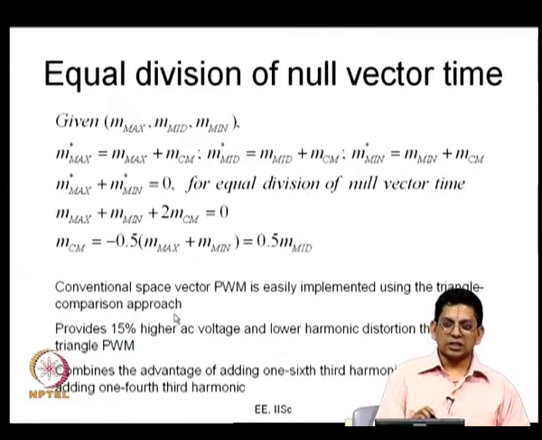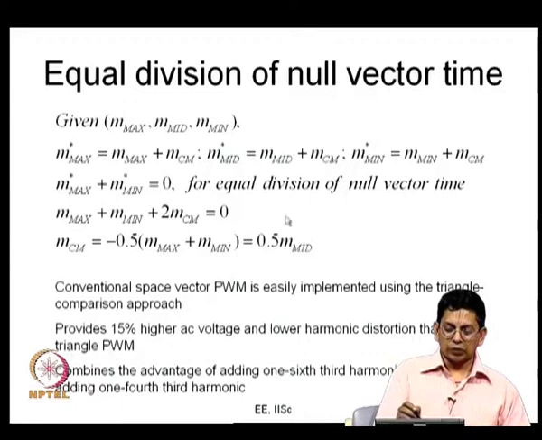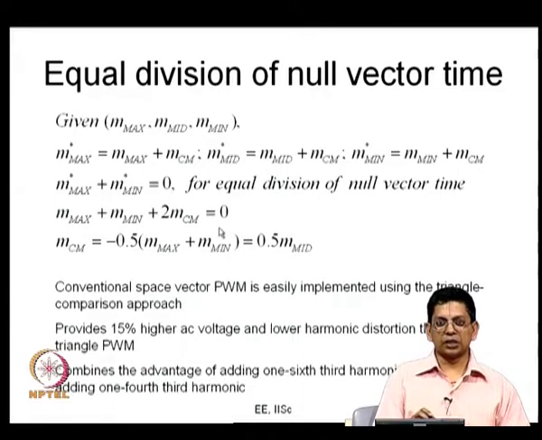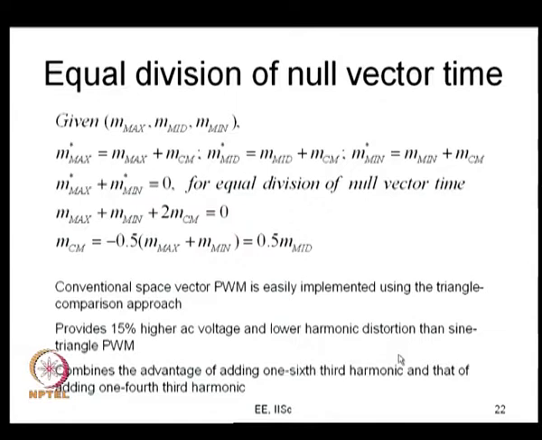How? Just as in sine triangle PWM, you start with 3 phase sinusoidal waves, and you always find out the middle value and take 50% of the middle value and add it, and that will give you the signal. You compare that modified MR star, MY star, MB star with your triangular carrier, and that is your sine triangle PWM. And it provides 15% higher voltage, as I will also show you a little in a while.